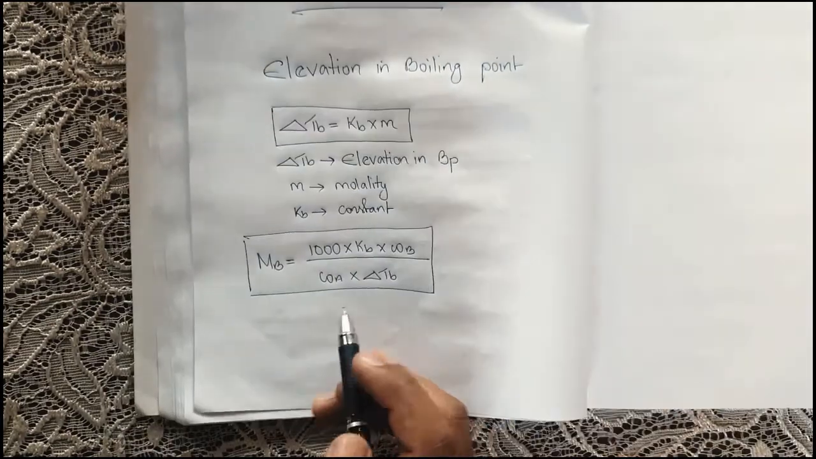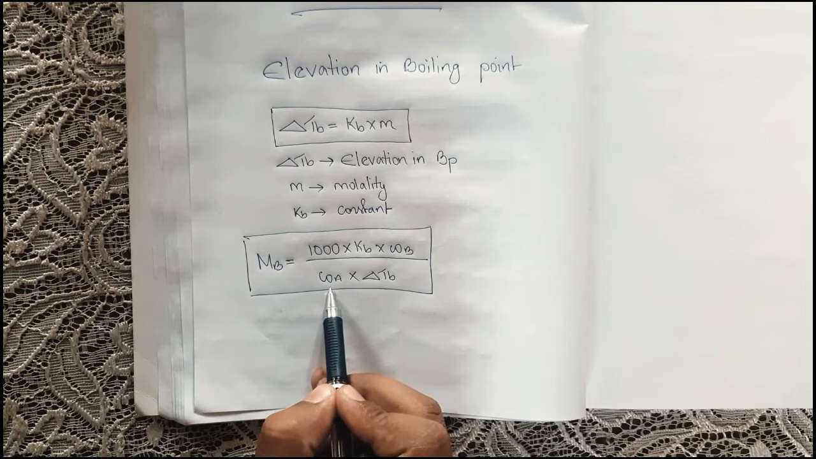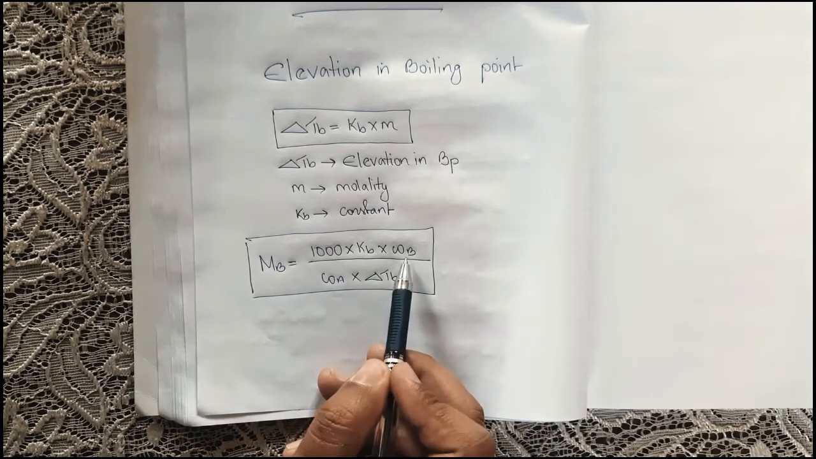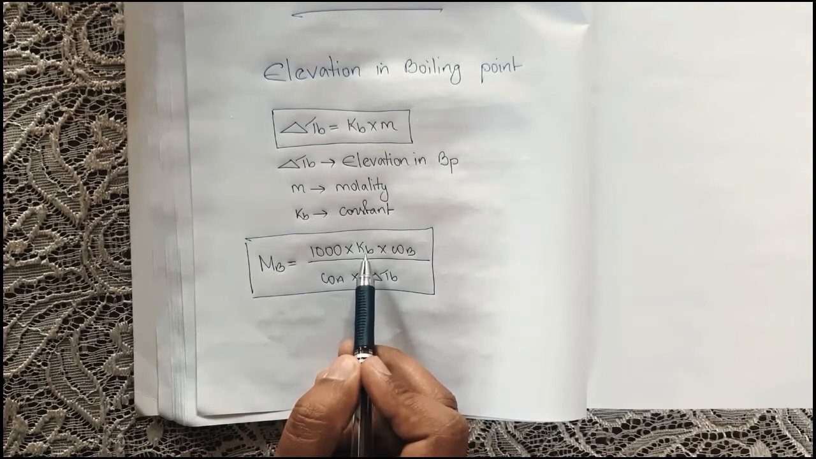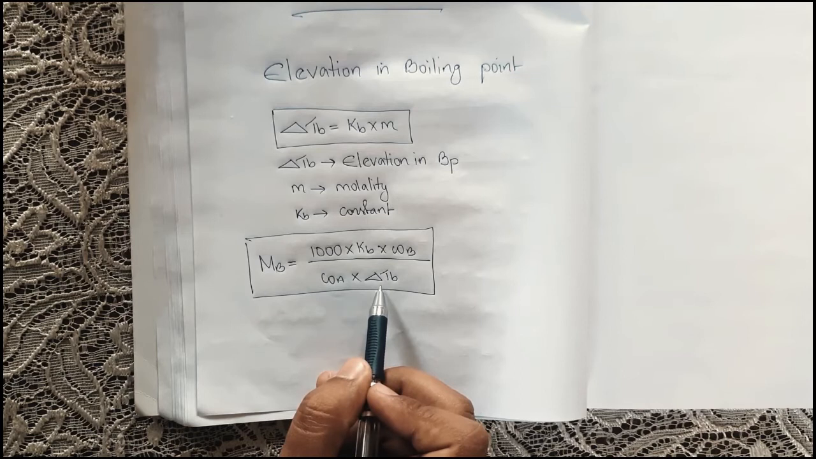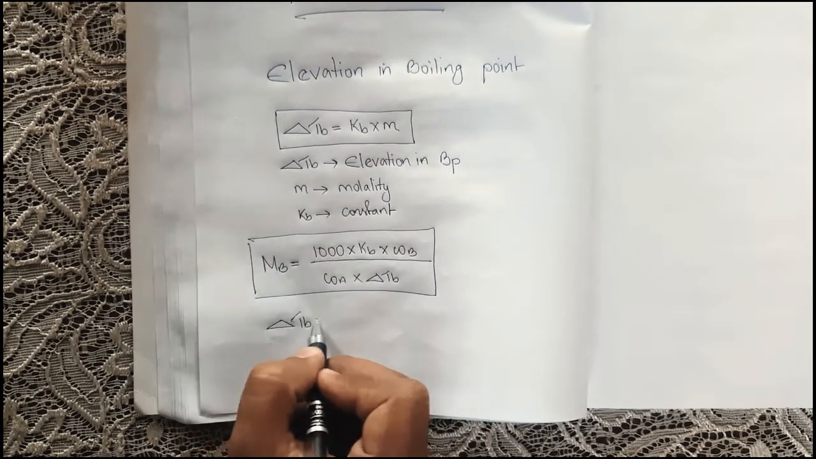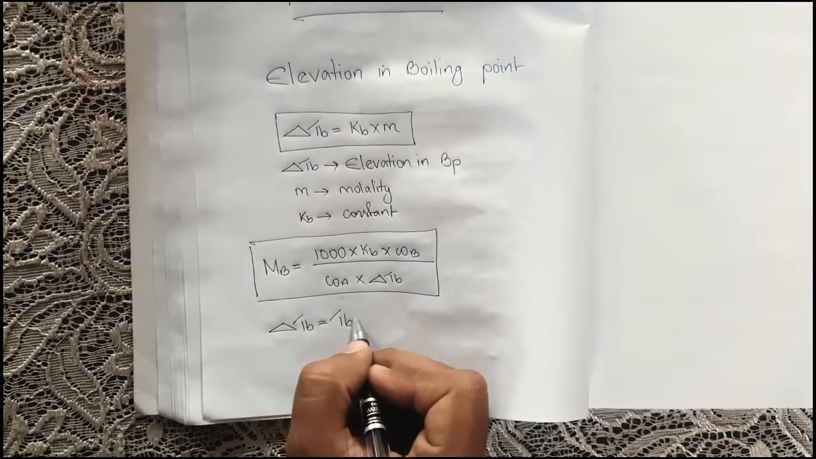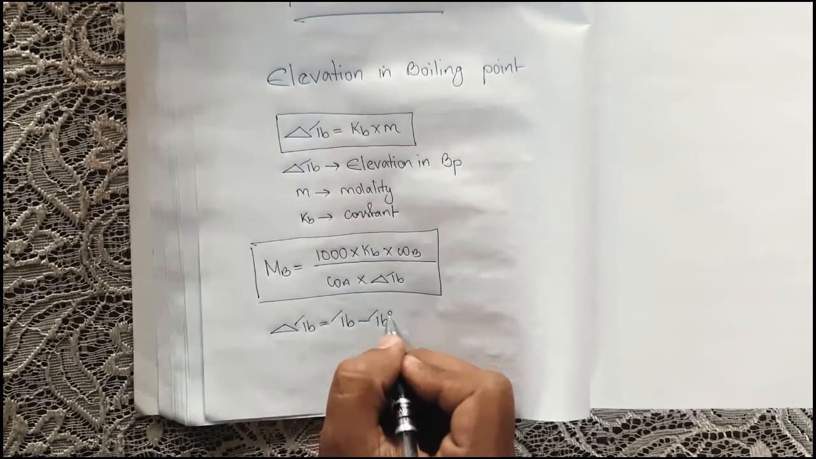And I hope you know what is MB. MB is the molar mass of the solute. WA is the weight of the solvent. WB is the weight of the solute. KB is constant molar elevation constant. And delta TB is elevation in boiling point. So also we have delta TB is equal to TB minus TB naught.